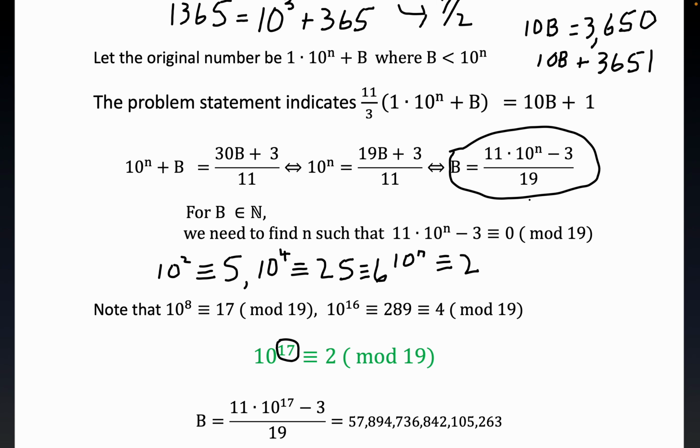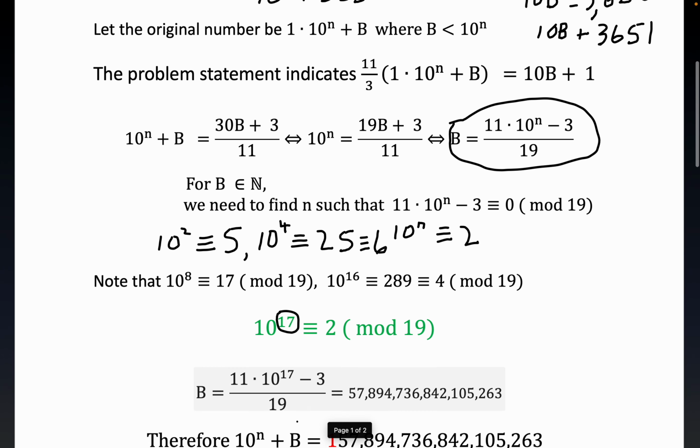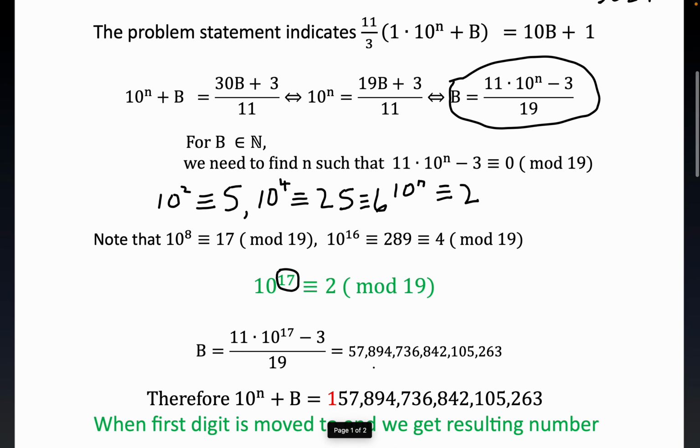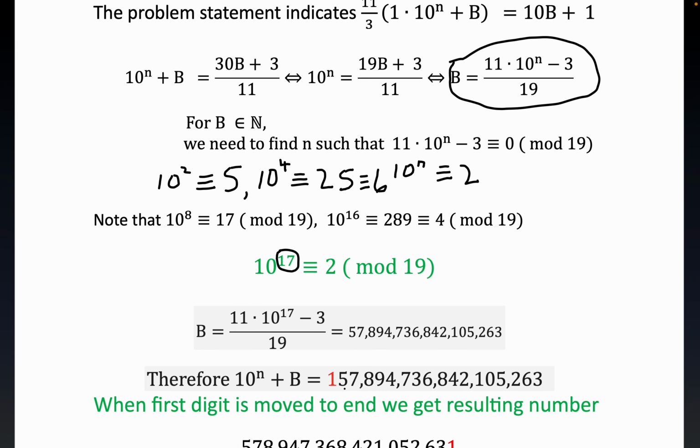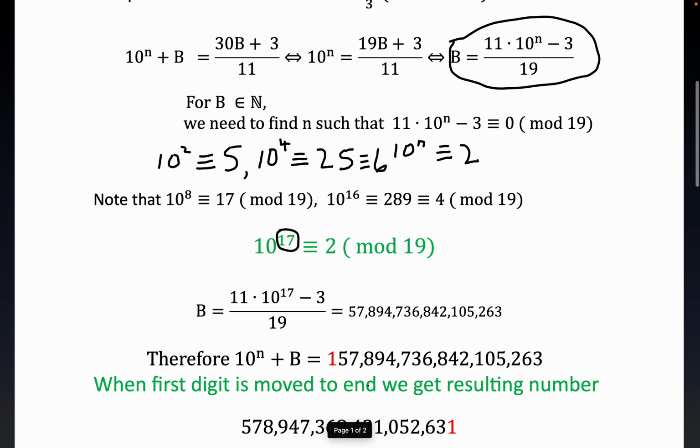So what we do is here's our original number, right? So we take it and we substitute. And y'all, by the way, I had to use a calculator right here. I guess technically you could do this by hand, but dividing by 19 is a pain. Okay, dividing by 19, but I did use a calculator here, and so we get that 10 to the n plus b.